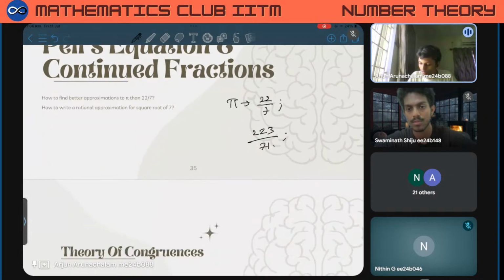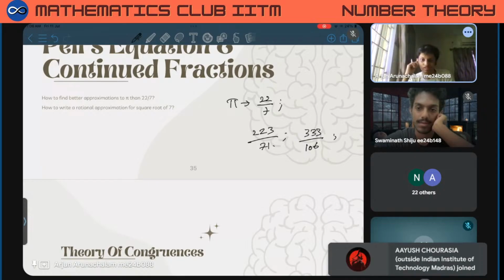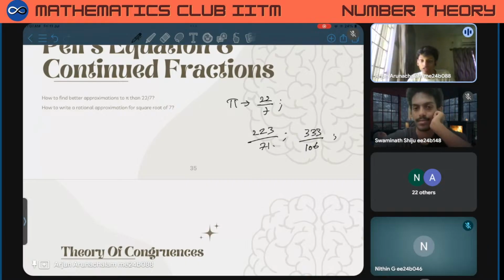And you also have 333 by 106, which is an even better approximation for pi. This is what we are going to discuss. We'll find approximations for not just pi, but in fact things like root 7 and root 3, rational approximations that just get better and better.